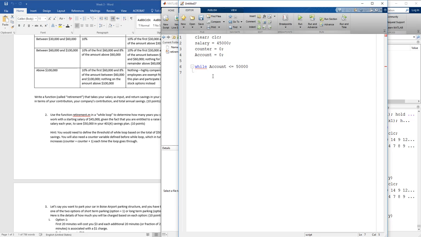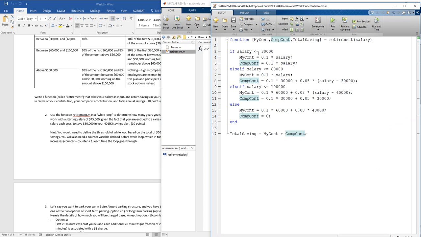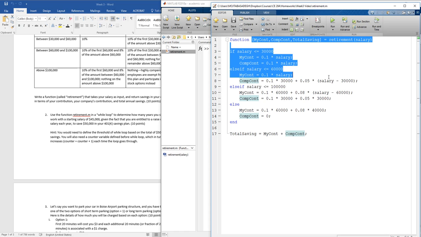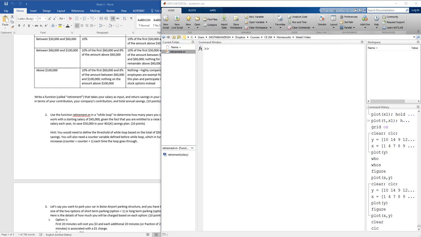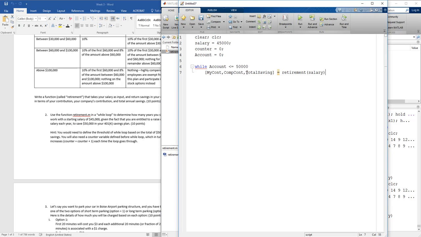Now what happens is that you got to call your retirement function and you got to find out what is your total saving in that year. So salary will go in, total saving will come out. We don't really care about your contribution, company's contribution. So if you want, you can keep them. If you don't want to have them at all, you can just replace them with tilde. Tilde means the first output argument is not important, the second output argument is not important, the third output argument is what we care about.